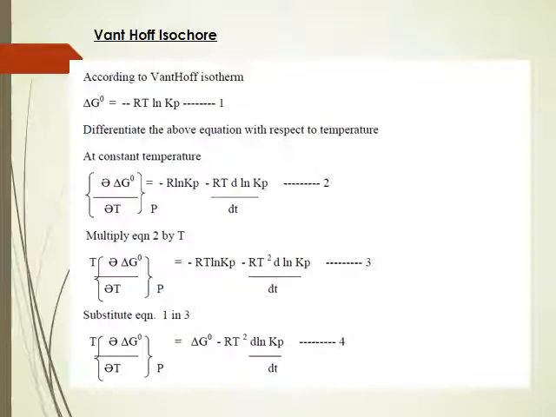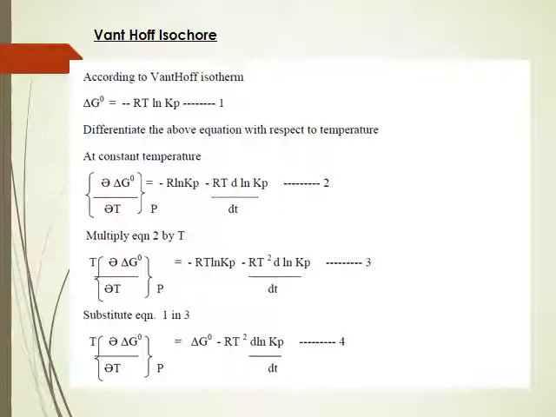Now differentiating the above equation with respect to temperature, we get dou delta G naught by dou T at constant pressure is equal to minus R ln Kp minus RT d ln Kp by dT, because there are two terms, one is the T, the other one is the ln Kp. With respect to that, we are differentiating. Multiplying this equation by T, we get T into dou delta G naught by dou T is equal to minus RT ln Kp minus RT square d ln Kp by dT.